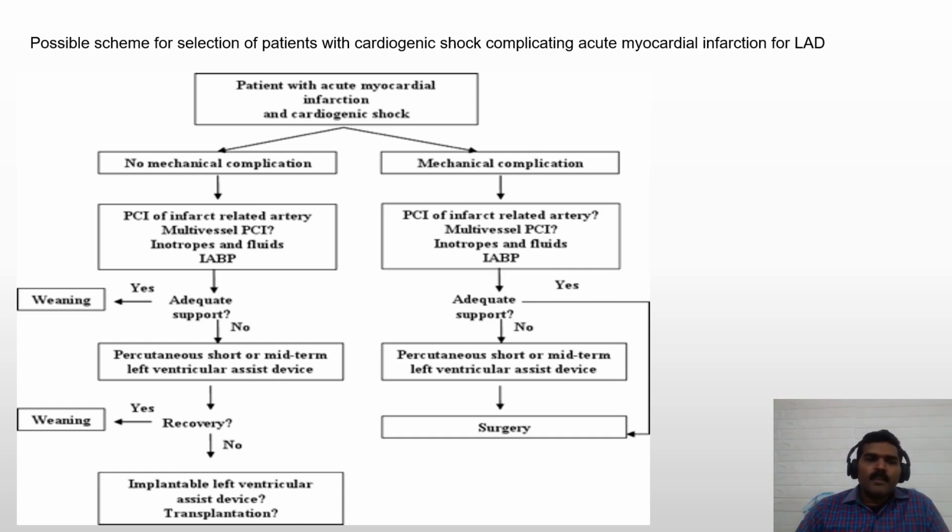There are mechanical complications due to acute myocardial infarction. PCI of the infarct-related artery, multivessel PCI, inotropes and fluids along with IABP. Adequate support, yes, go for definitive surgery. If there is no adequate support, percutaneous short or mid-term left ventricular devices can be used. Percutaneous left ventricular devices are useful for patients with cardiogenic shock not responding to standard therapy and IABP. They are used as a bridge for recovery.